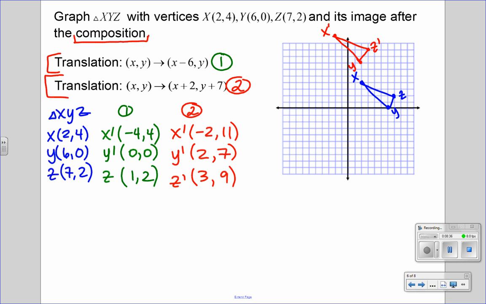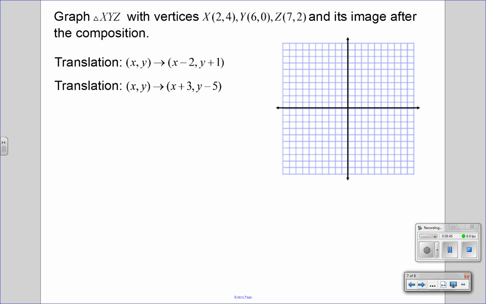So this is our composition. We've done both translations for this, and we can see that it's moved twice. So let's see another example of that one. Okay, so we're going to graph this composition in stages. So let's start with our pre-image, x, y, z.